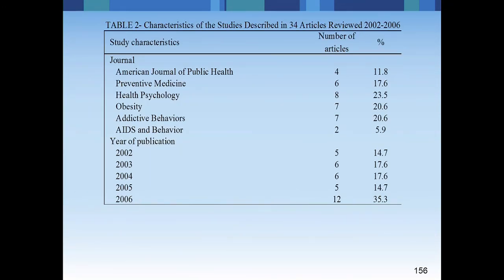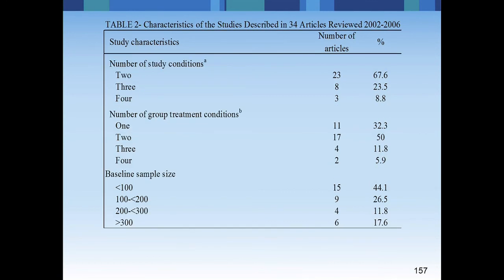Just over 10% were published in the American Journal of Public Health, 17% in Preventive Medicine, 20% each in Obesity and Addictive Behaviors, and they were pretty evenly distributed in years with a jump in the most recent year, 2006. We'll need to do a more recent review to see if that trend continues. As with group randomized trials, the most common design compared an intervention condition to a control condition.